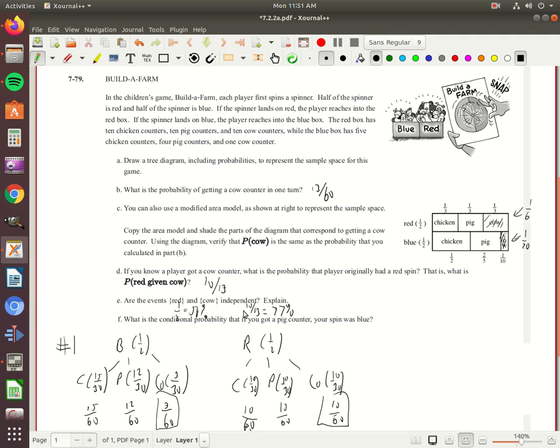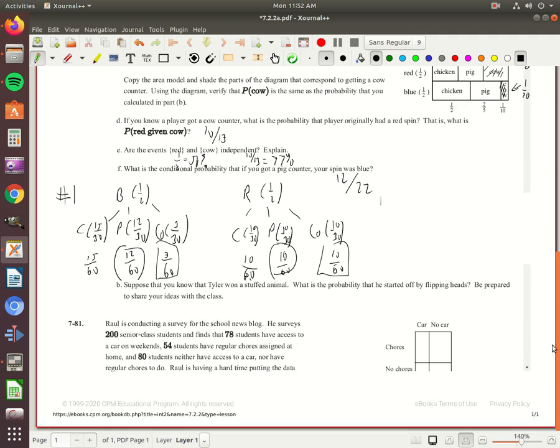All right, so what's the conditional probability that if you got a pig counter, your spin was blue? Well, if I got a pig, now I'm looking at this one. So there's a 12 out of 60 here and a 10 out of 60 here. So there's 22 ways I'm going to get a pig, and 12 of those 22 are blue. So hopefully that makes sense.